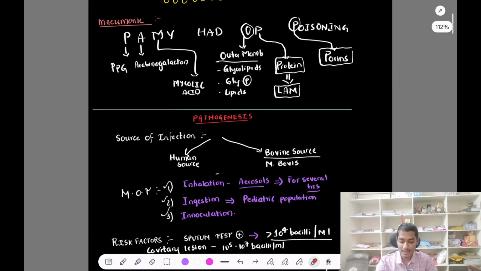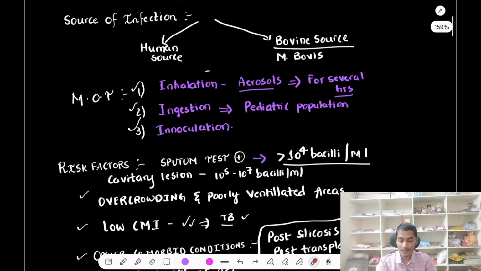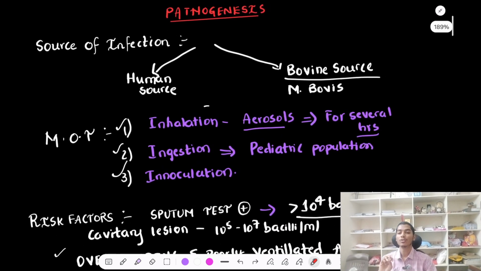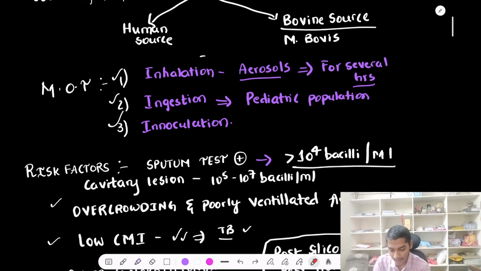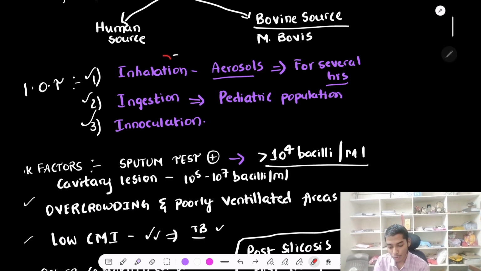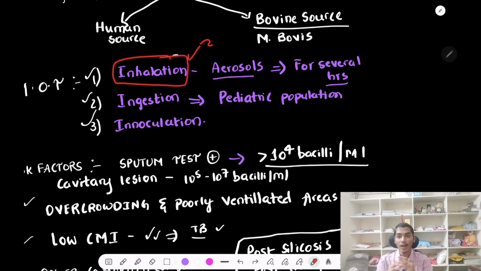Now let's discuss the pathogenesis of Mycobacterium tuberculosis. For this, we first have to discuss the source of infection. We have the human source as well as the bovine source. For the human source, the organism responsible is Mycobacterium tuberculosis, whereas for the bovine source, we have Mycobacterium bovis, which spreads by unpasteurized milk. So what is the mode of transmission? As mentioned here, inhalation is the most common mode of transmission. What is the meaning of it?